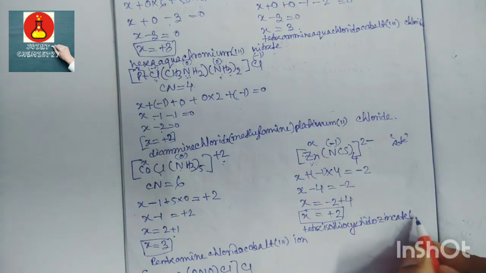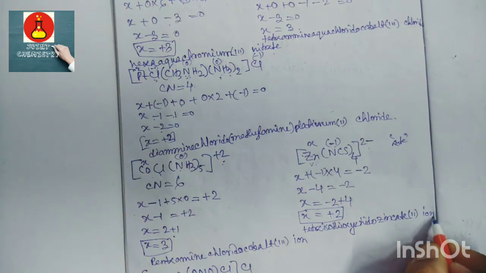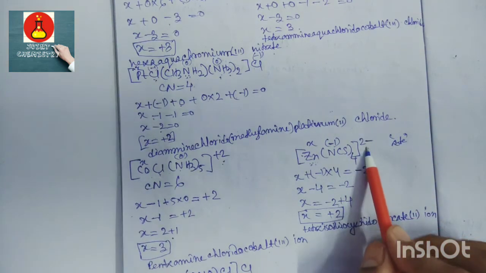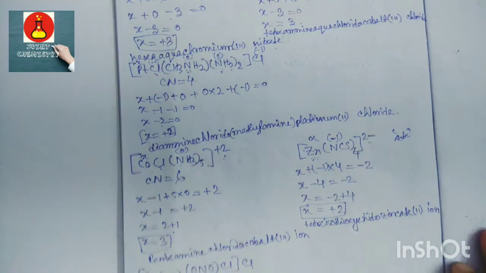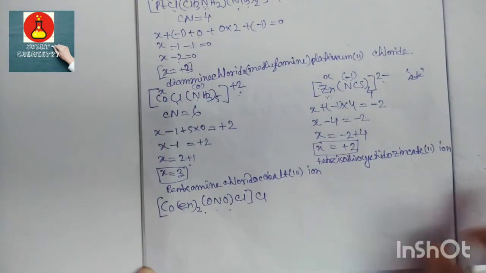Then the charge of the metal is 3, and after giving a space it is iron, right? Because of the iron. Now let's do another one.